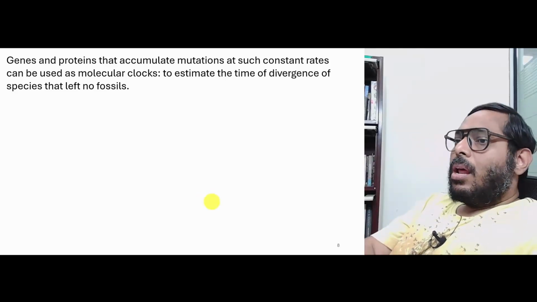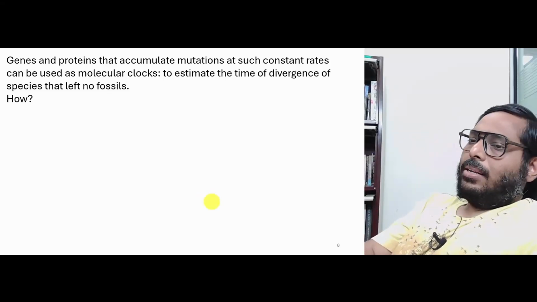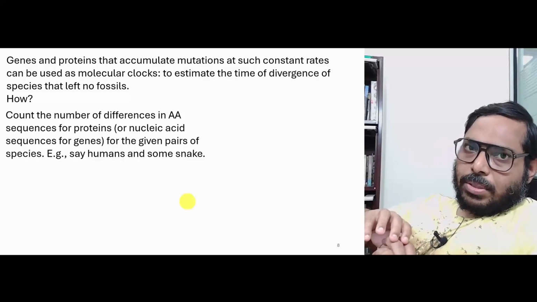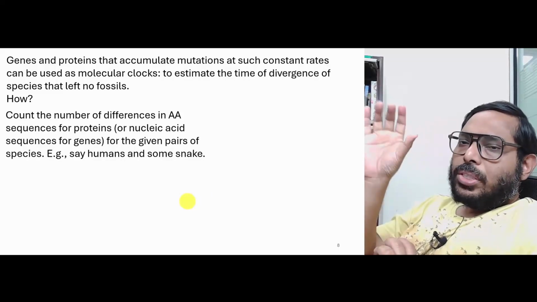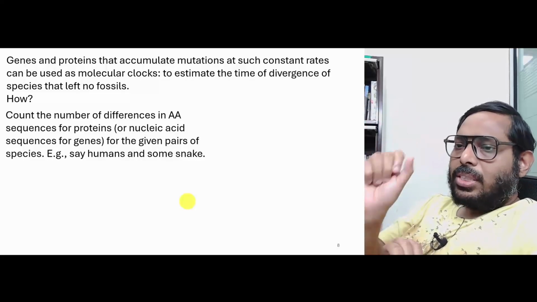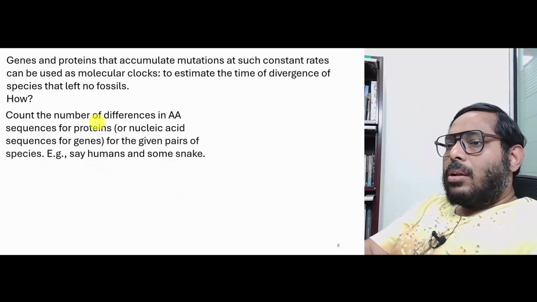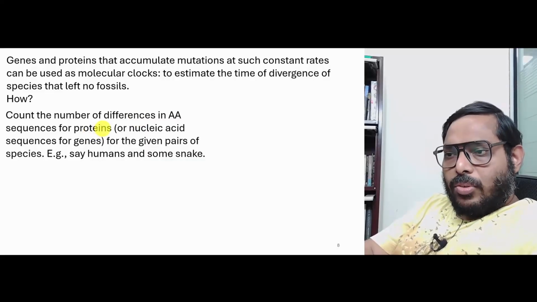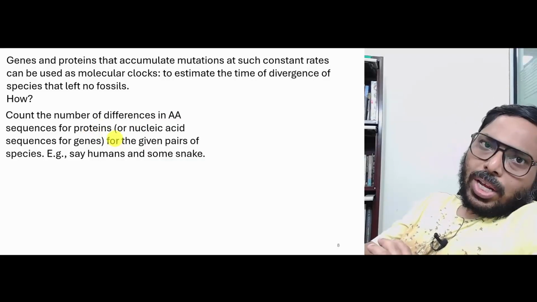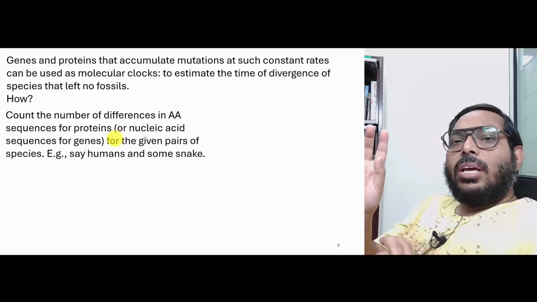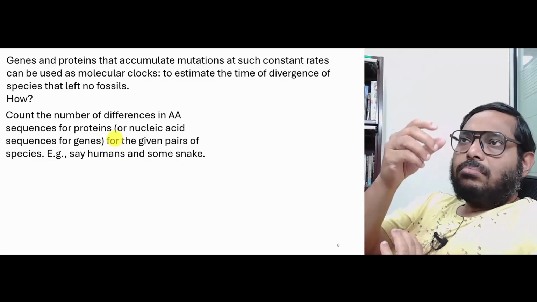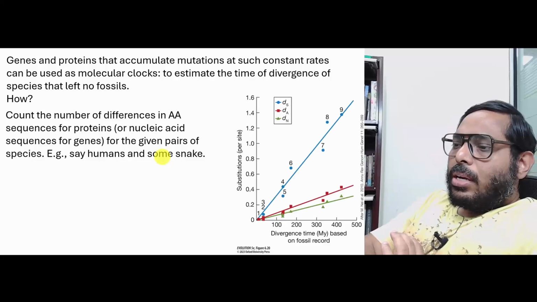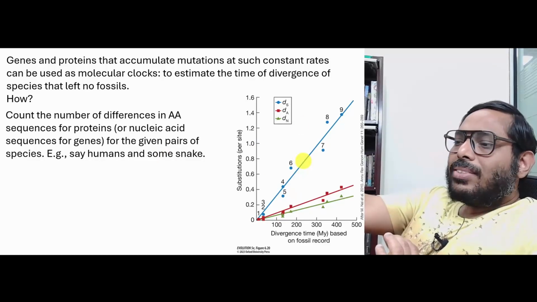Okay. Now, how do you do that? So, just to show you what I mean. Suppose you have two species between which you want to see what is the time to divergence. So, what you do is that you compute the number of differences in amino acid sequences for proteins or nucleic acid sequences for genes for the given pairs of species. Okay. Say humans and some snakes. Now, why did I say snakes? Because if I look at this particular diagram, I do not have snakes in this data.